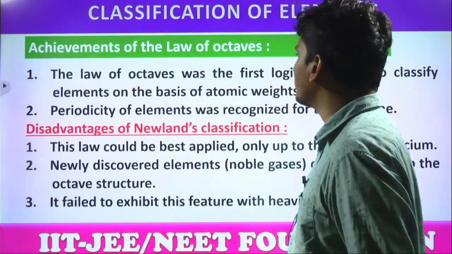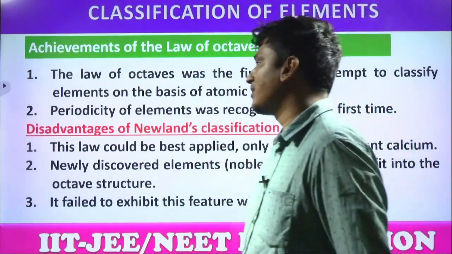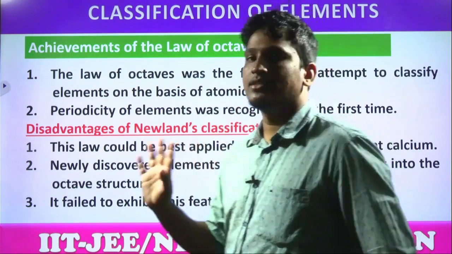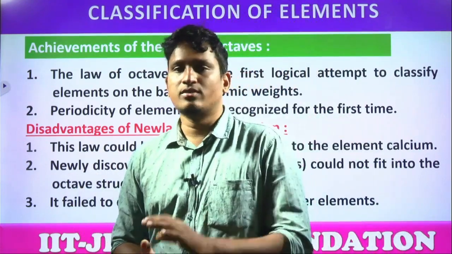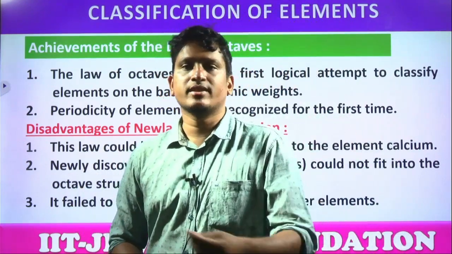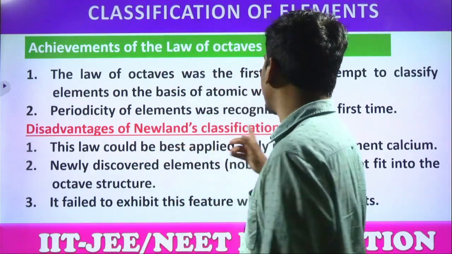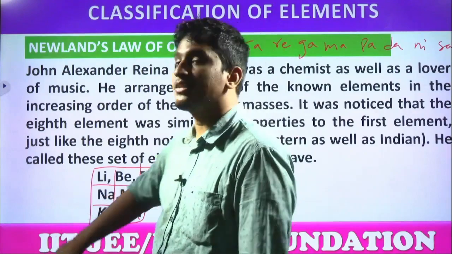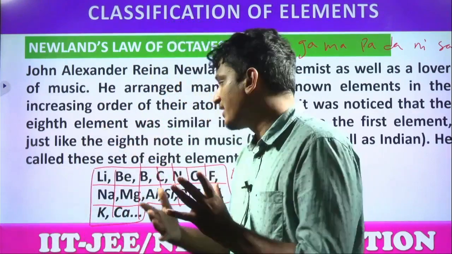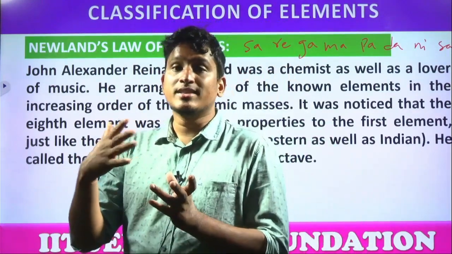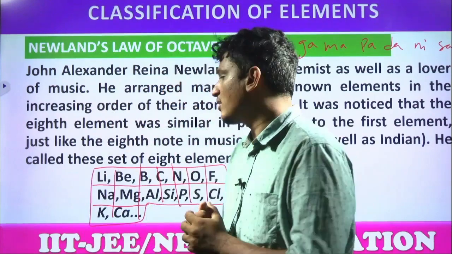The law of octaves was the first logical attempt to classify the elements on the basis of atomic weight. So he's the first one to have this idea of classifying them based on their masses. And periodicity of the elements was recognized for the first time. Periodicity means the regular arrangement, the regular chemical similarity in chemical behavior. That is called periodicity.